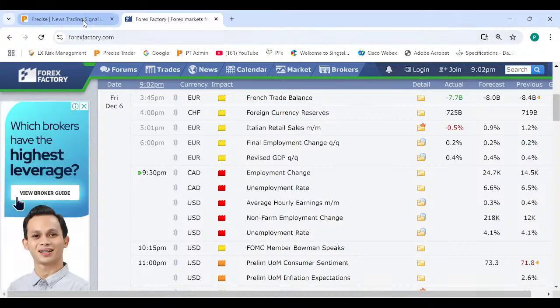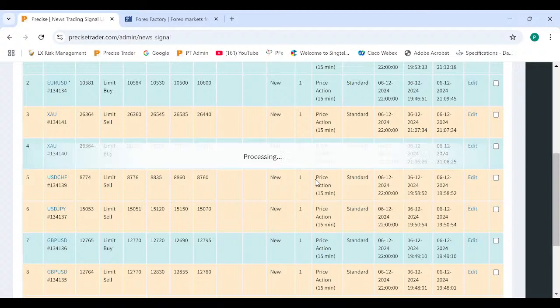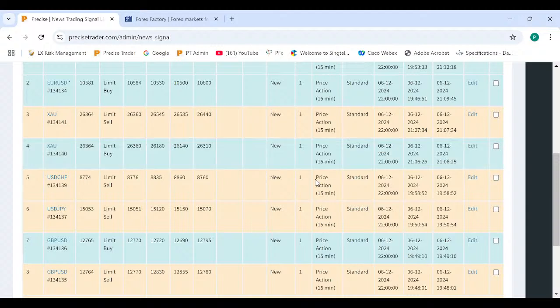Now coming back to our trades, what is to be expected? When the data is out, you might get one order filled, two orders filled, or maybe all the orders filled on one side, because it's going to be one buy and one sell. So it can be one side of the market.